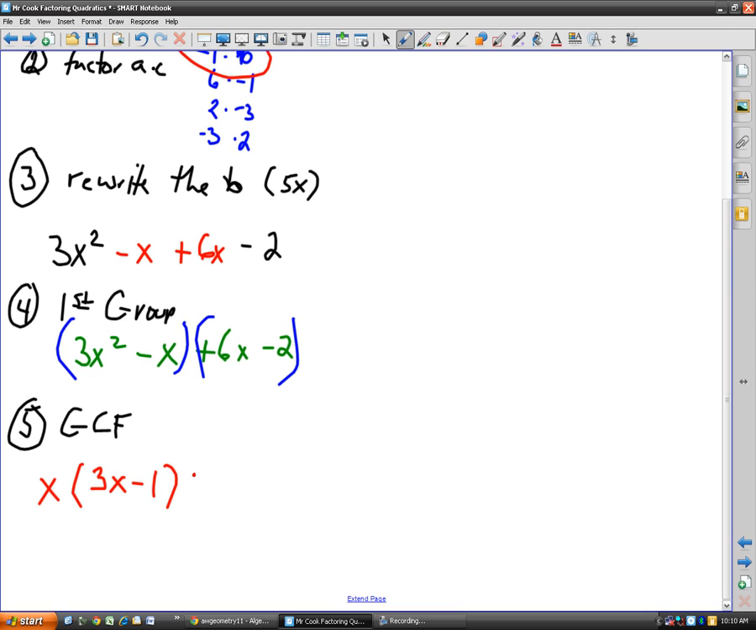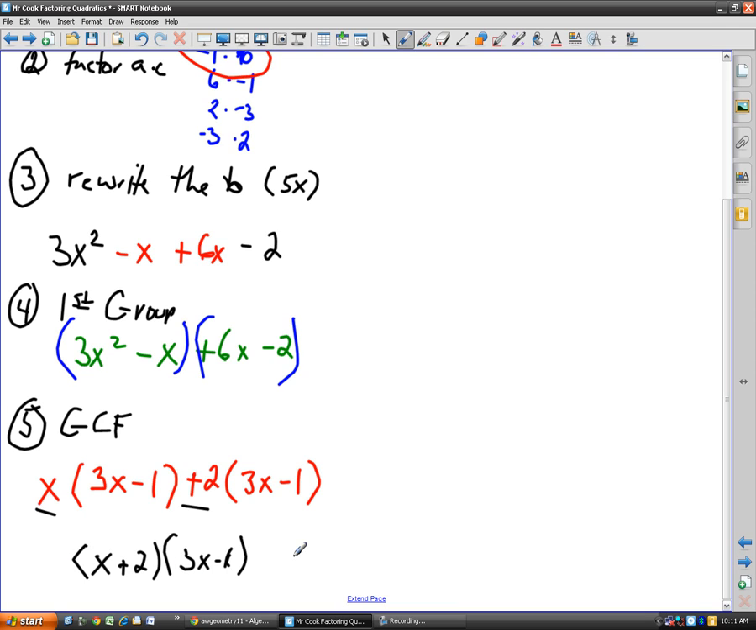So at this point, you've done it correctly because we notice we have the same terms, 3x minus 1 and 3x minus 1, inside the parentheses. So the final answer is going to be: the stuff on the outside gets one set of parentheses, x plus 2, and the other set of parentheses is just one of the guys that are the same. And so there's my final answer, and you can do the X box to check it. You can do the area model to check that I did that correctly.